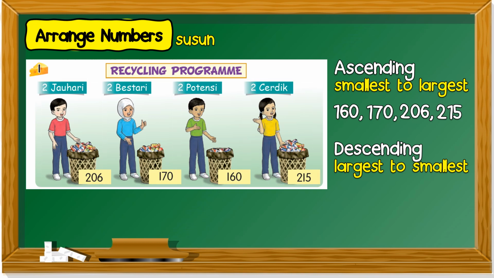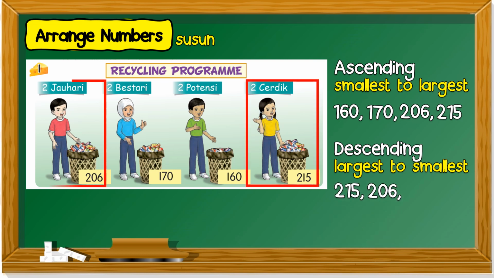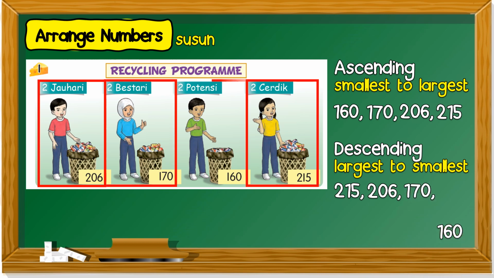What about in descending order? Descending is from largest to smallest. So it's the other way around. Okay, the largest number just now is 215, then 206, 170, 160.